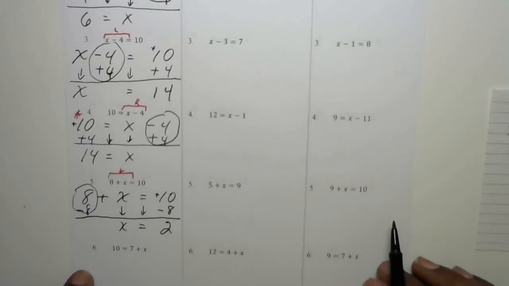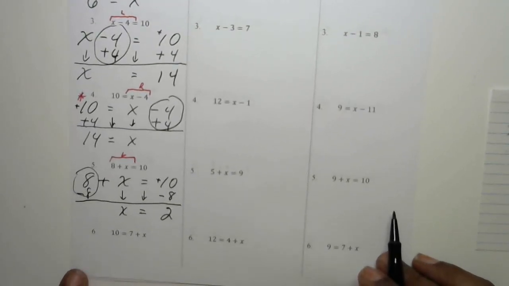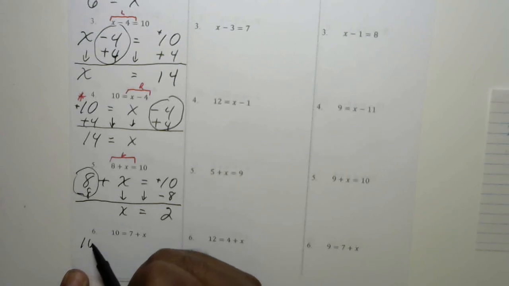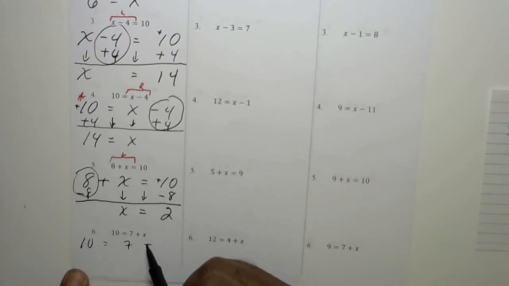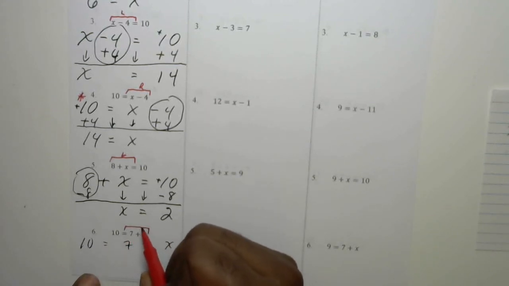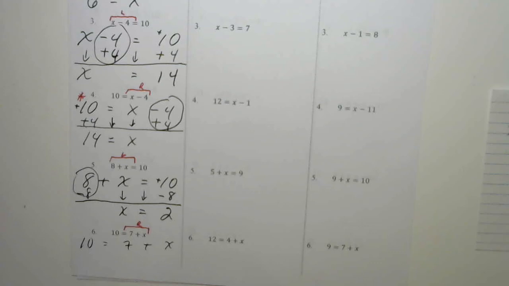Okay, there's very little room on number 6. We're going to do our best to squeeze this in here. So this will be 10 equals 7 plus x. Okay, this is a right side problem. This is on the right side of the equal, so this is a right side. The number on the right side is the one that we need to eliminate. We want to eliminate the 7.